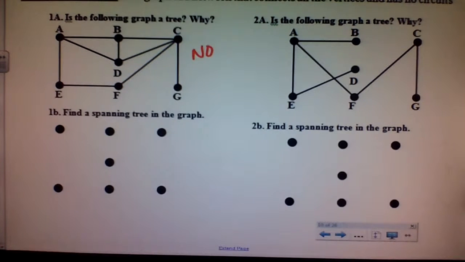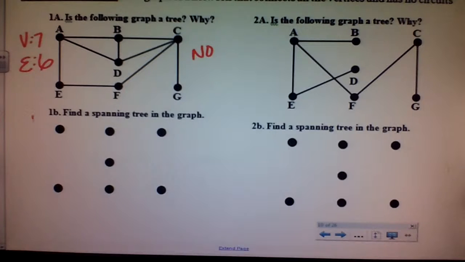So I want to draw a spanning tree from this graph. How many edges do I need to use to create a spanning tree? How do you know that, Thomas? There are 7 dots. So my vertices are 7, which means to have a spanning tree, I need 6 edges.